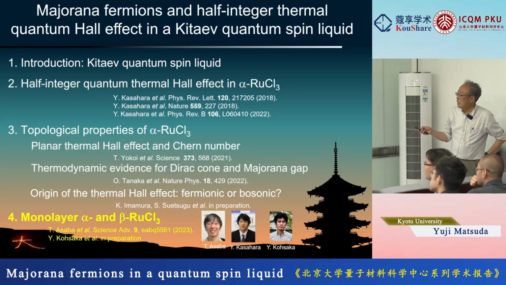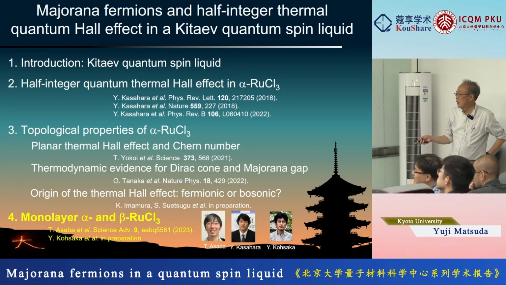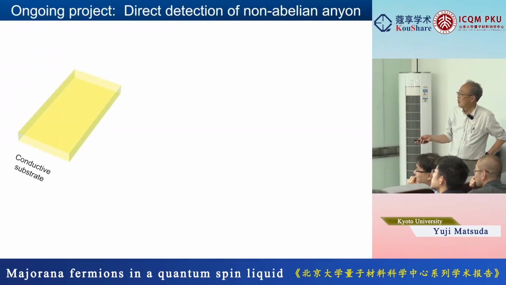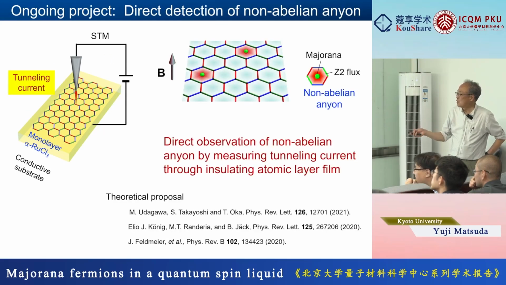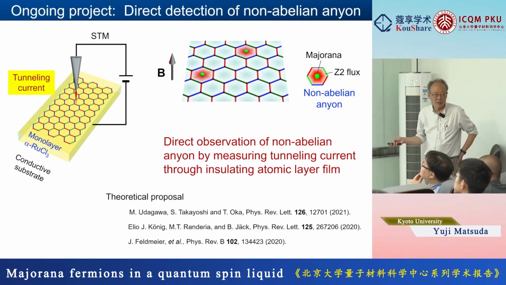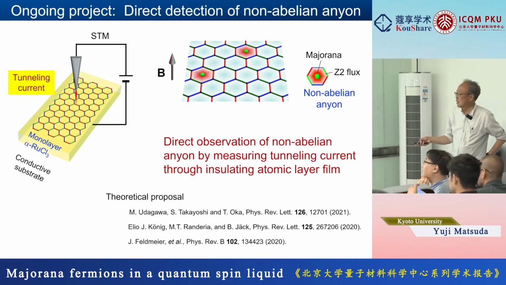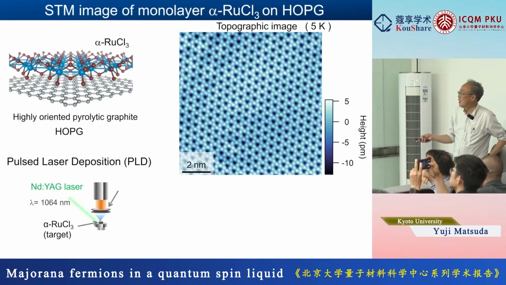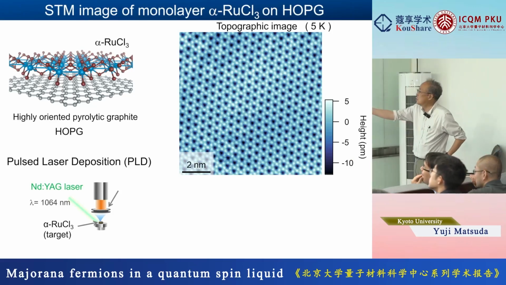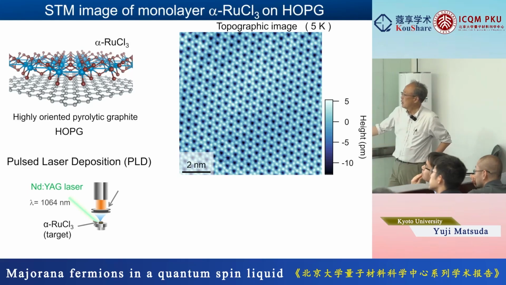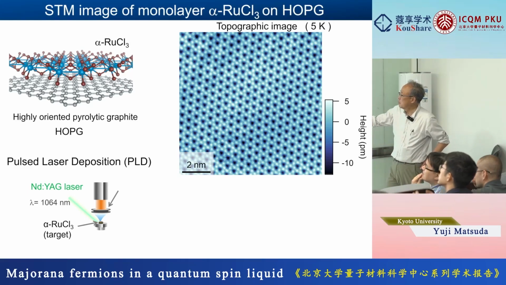Okay, finally, let me discuss a very recent result of STM studies of monolayer alpha ruthenium chloride (RuCl3). This is a theoretical proposal. Some theories predict we can detect non-abelian anyons on monolayer alpha RuCl3. Actually, recently we grew alpha RuCl3 on graphite, HOPG, and these are the STM results.